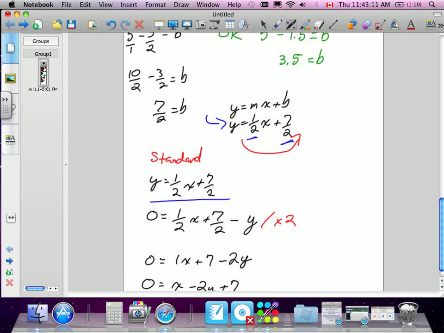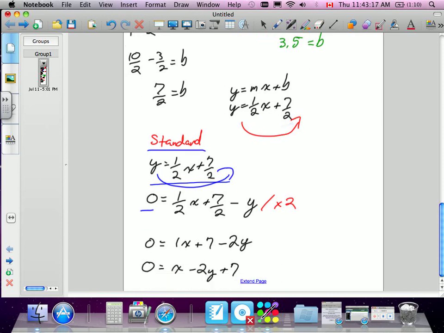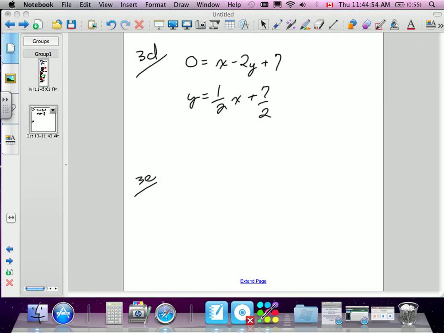Then from slope y-intercept form, we went to standard form. I moved the y to the other side, so we got 0. And because we want a whole number that's positive in front of x, I multiplied the entire equation by 2. And we end up with 0 equals x minus 2y plus 7. Okay, 3D. Here's our standard form. And this was our slope y-intercept.